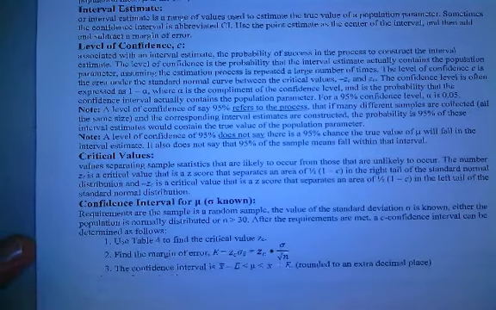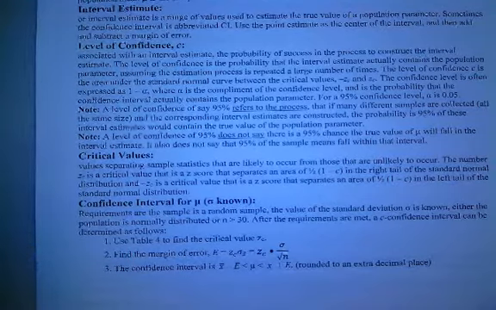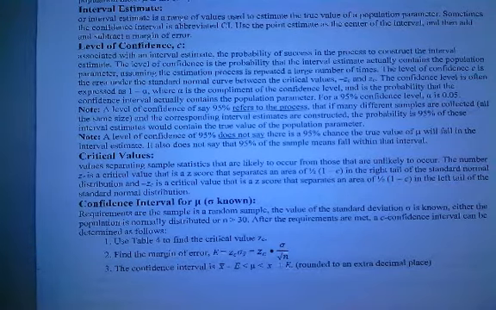Now, there are some requirements for this process to work. Okay, first off, we need to know the standard deviation for the population. We need to know sigma. Either the population is normally distributed or n is greater than 30. We have seen that kind of requirement before.